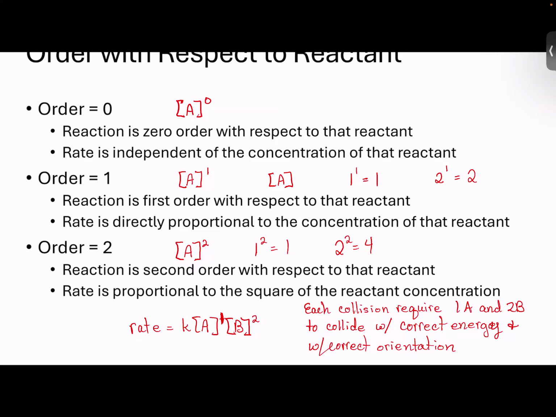And then, this reaction is, again, first order in A, second order in B, which means it's third order overall. It's third order overall because 3 molecules must collide simultaneously with the correct energy in the correct orientation for the reaction to occur. So when we're describing the order, we're describing the number of that particular particle that must collide for the reaction to occur.